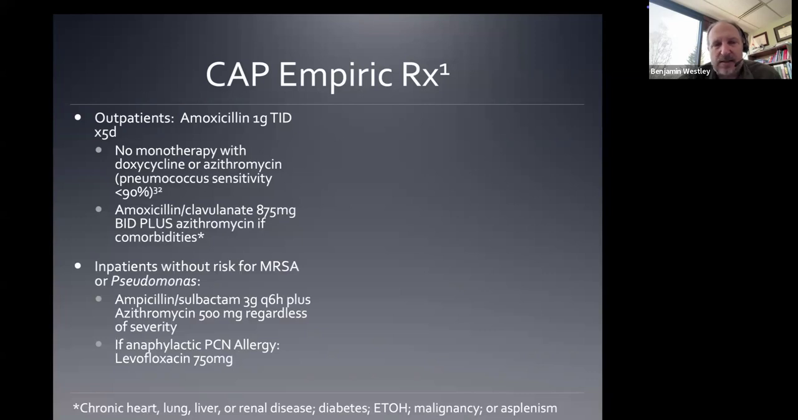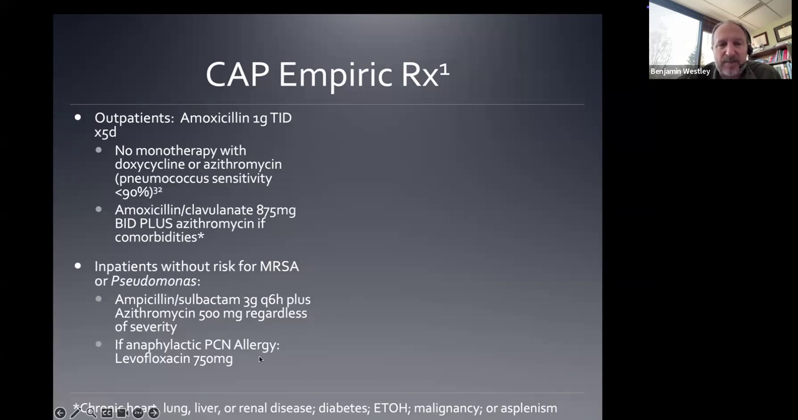Now, when somebody's admitted to the hospital with community-acquired pneumonia, if they do not have a specific risk factor for MRSA or Pseudomonas, such as having had it before or had antibiotics recently in the hospital, then we are using ampicillin sulbactam and azithromycin regardless of the level of severity. So this either could be on the floor or in the ICU. And I'm going to talk in a minute about why we use that combination now.